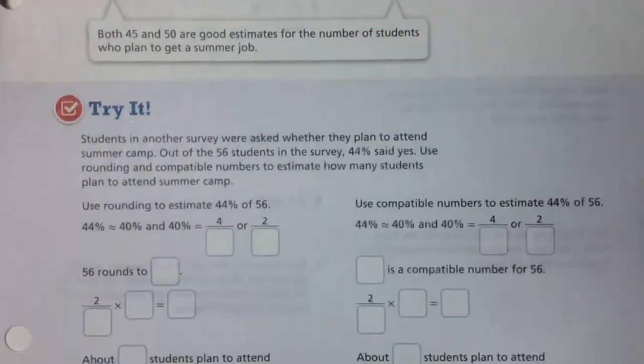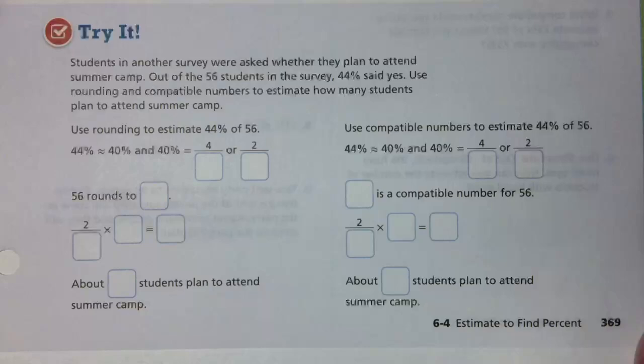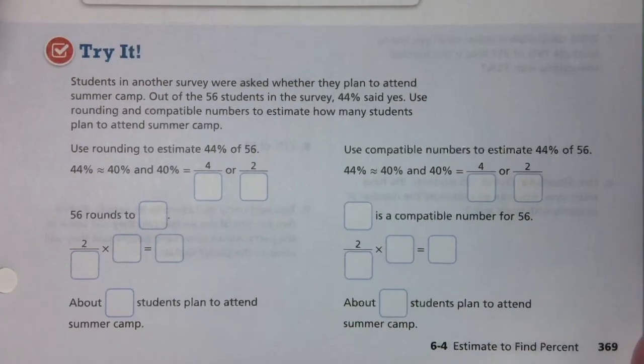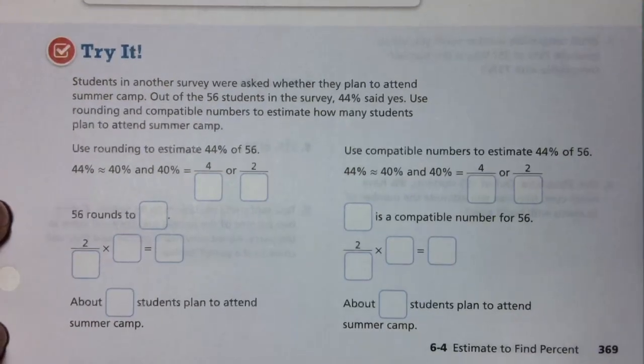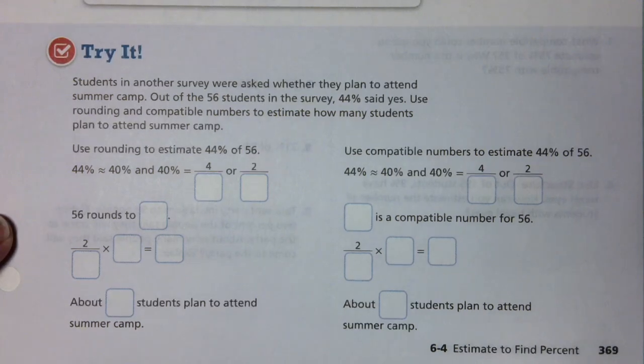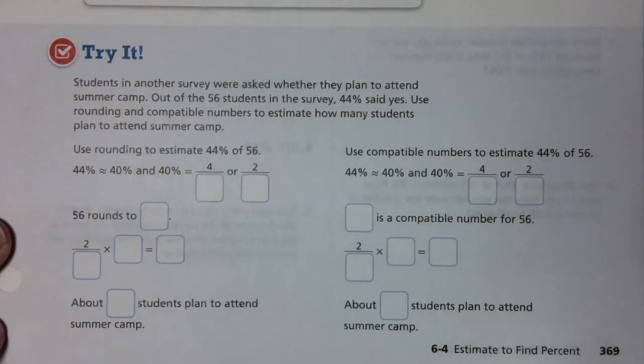Okay? Let's see if we can attempt to try it and fill in the boxes. This is more difficult sometimes, but let's try it. Students in another survey were asked whether they plan to attend summer camp. Out of the 56 students in the survey, 44% said yes. We're going to use rounding and compatible numbers. Compatible numbers are numbers that are easier to work with, okay, to estimate how many students plan to attend summer camp. So we're going to use rounding to estimate 44% of 56.